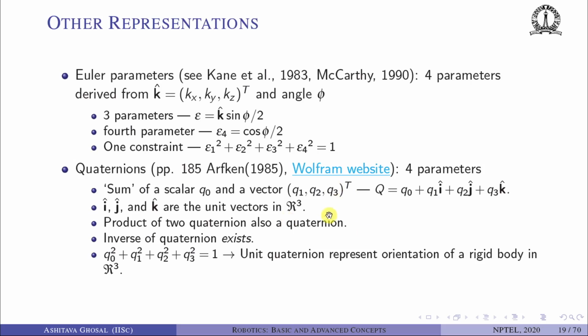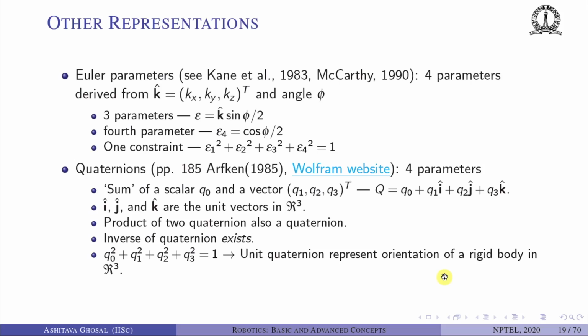So it turns out that if you have two quaternions, Q1 and Q2, the product of the two quaternions is also a quaternion. The inverse of a quaternion also exists. And the sum of the squares of Q0, Q1, Q2, Q3, so Q0 squared plus Q1 squared plus Q2 squared plus Q3 squared, is 1. This is called a unit quaternion, and a unit quaternion represents the orientation of a rigid body in 3D space.